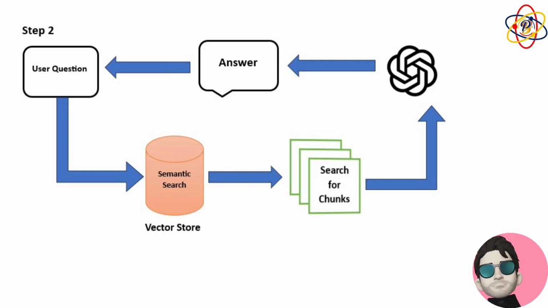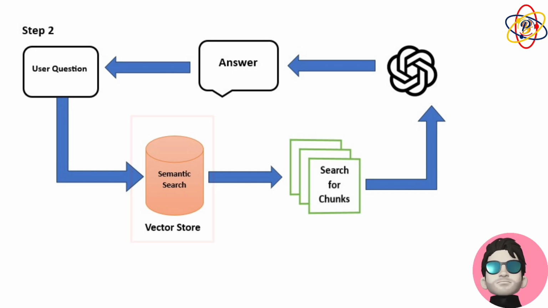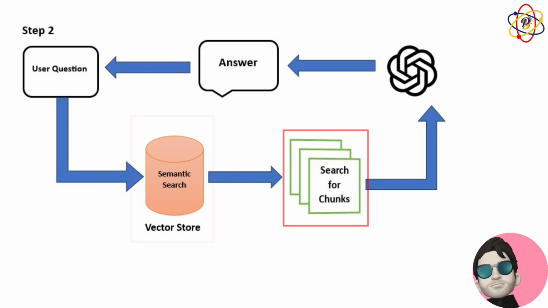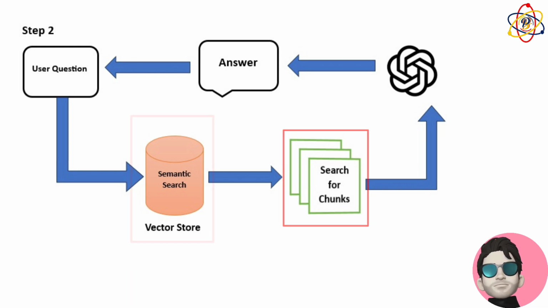Now, come to the second step. The process begins with the user submitting a question to the system. Then the question is processed using a semantic search mechanism. The search method utilizes a vector store, which is a database that stores data in the form of vectors.